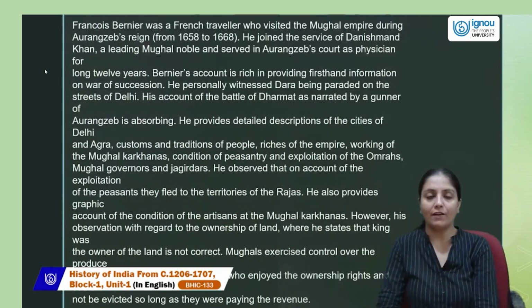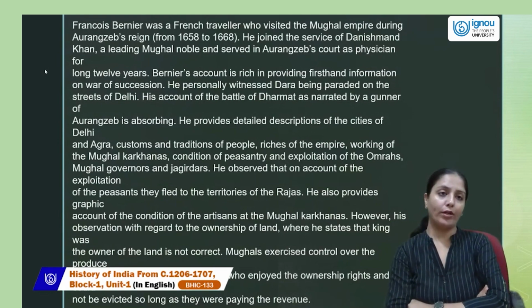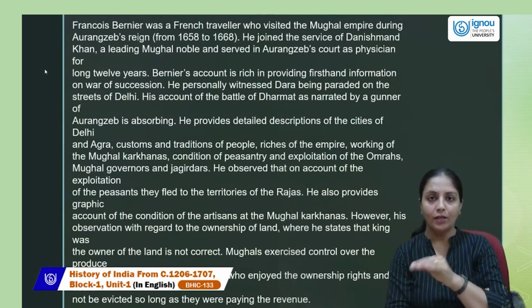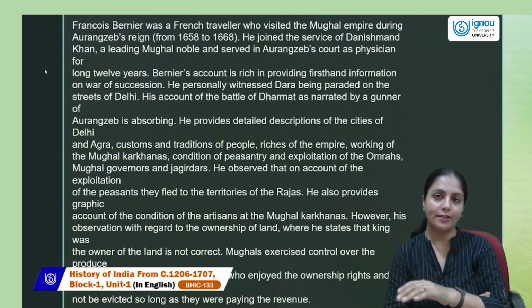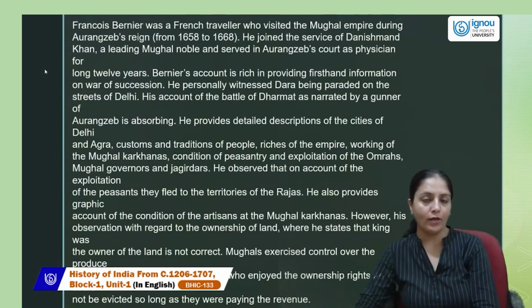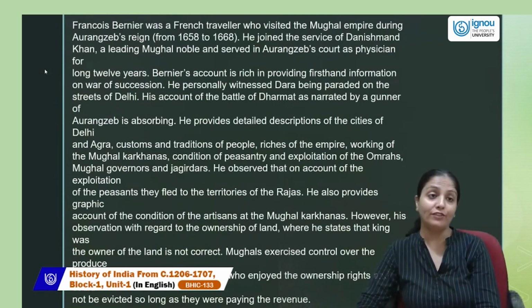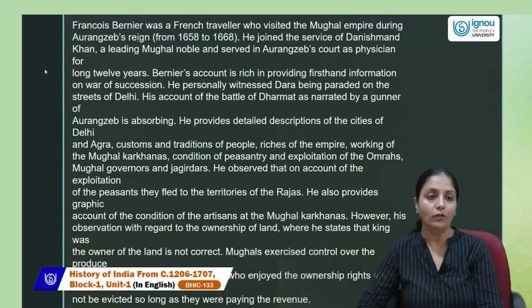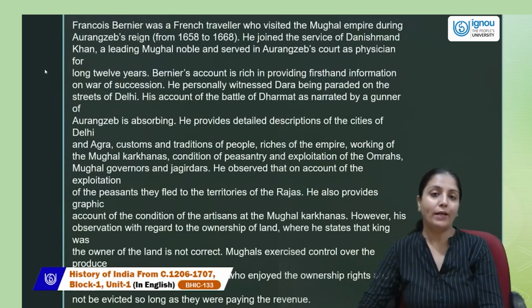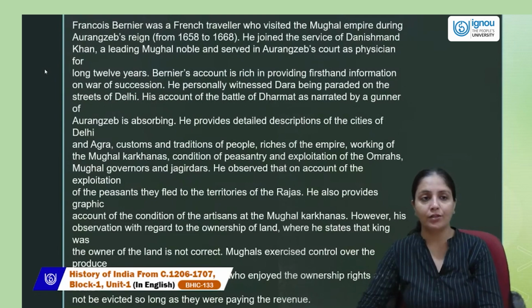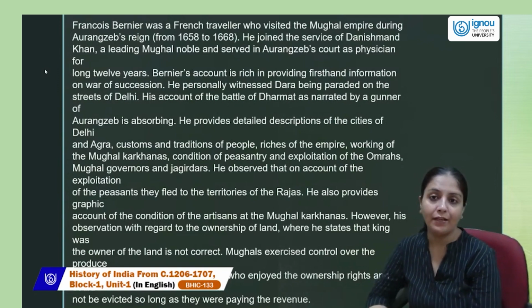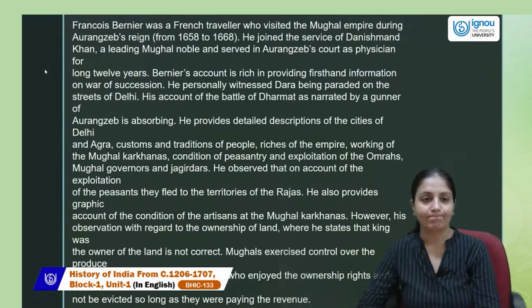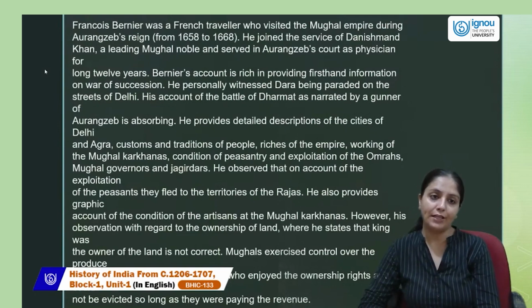Francois Bernier was a French traveler, as you all know, who visited the Mughal Empire during Aurangzeb's reign. When Aurangzeb was ruling, Bernier visited India from about 1658 to 1668. He joined the service of Danishmand Khan, a leading Mughal noble, and served in Aurangzeb's court as a physician for a long 12 years. Bernier's account is rich in first-hand information on the War of Succession. He personally witnessed Dara being paraded on the streets of Delhi. His account of the Battle of Dharmat, as narrated by a gunner of Aurangzeb, is absorbing.